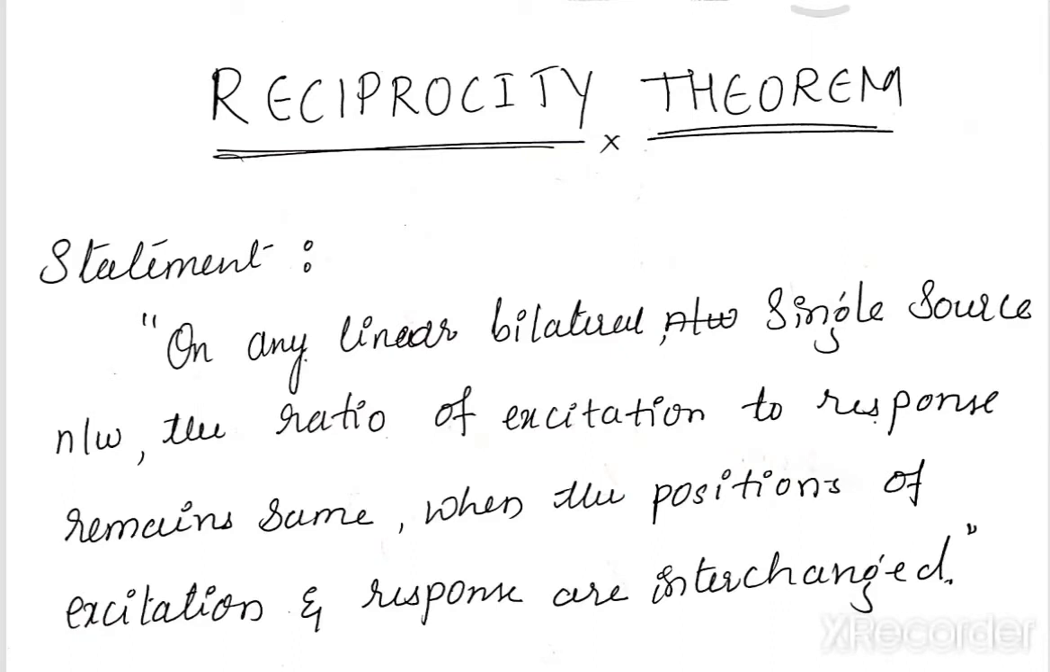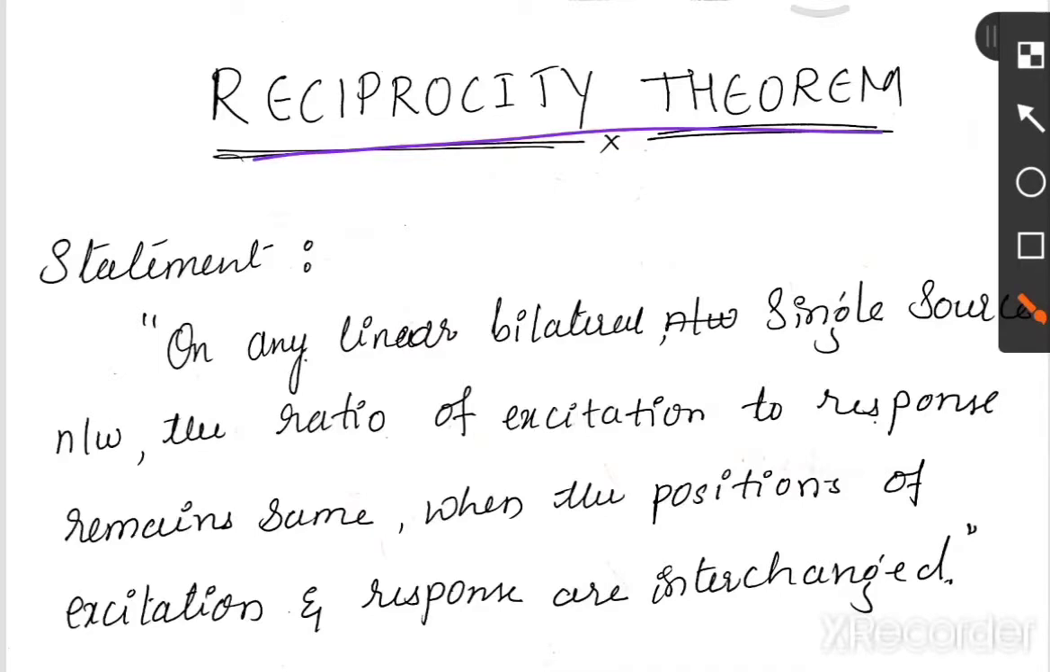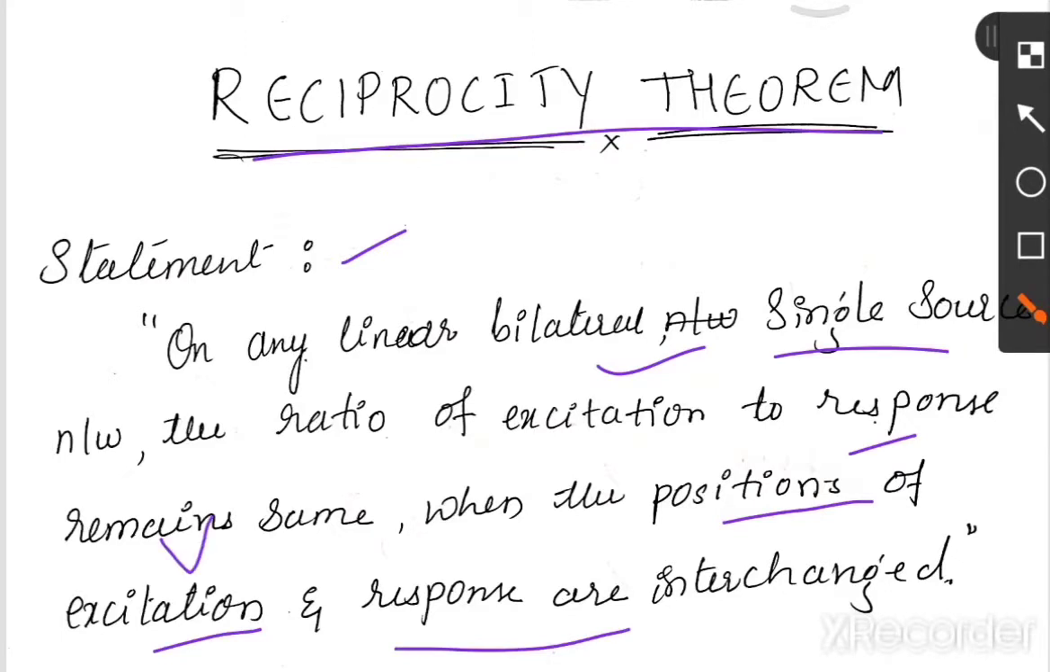Today we are going to discuss the reciprocity theorem. Let's see the statement of this. It states that in any linear bilateral single source network, the ratio of excitation to the response remains the same when the positions of the excitation and response are interchanged. Here excitation means voltage, response means current.